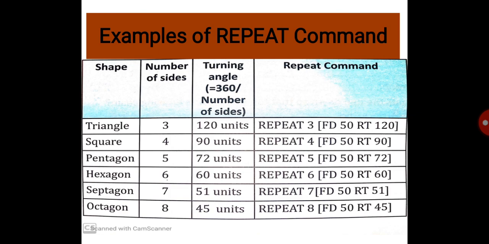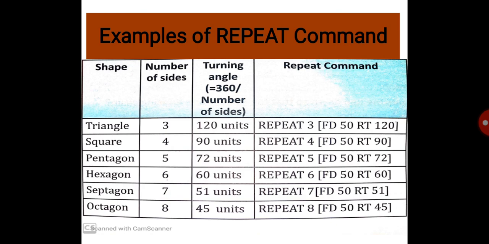Using the repeat command, different polygons can be made. But children, the angle to turn the turtle is very important for creating polygons. This angle depends on the number of sides of the polygon. So to determine the angle to be turned, children, we simply divide 360 by the number of sides. Let's see in the first example. Here triangle. A triangle has 3 sides. So we divide 360 by 3. Then we get 120 units.